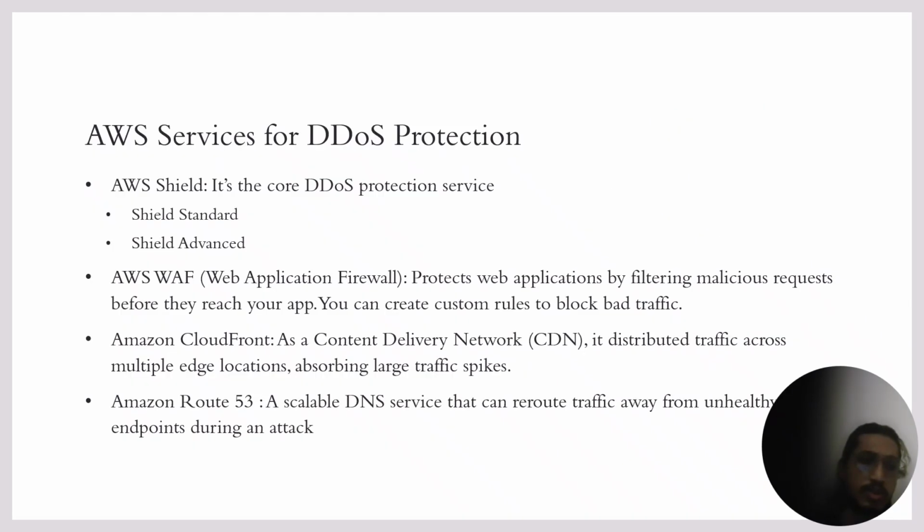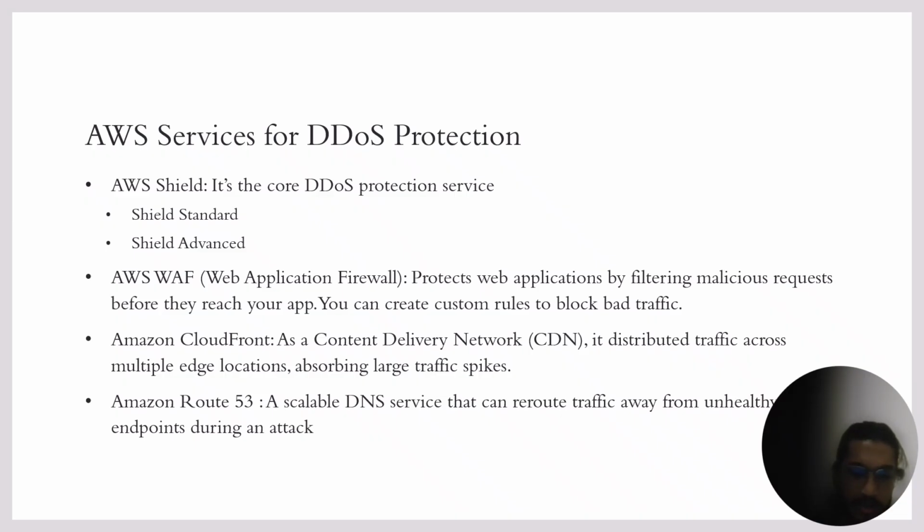Okay, now let's see what services AWS provides for protection against DDoS attacks. The first and most important is AWS Shield, the core DDoS protection service. There are two types of Shield: Shield Standard and Shield Advanced. Shield Standard provides automatic protection for all AWS users at no extra cost, and Shield Advanced gives additional detection, detailed attack diagnostics, and 24/7 access to the AWS DDoS Response Team, also known as DRT.